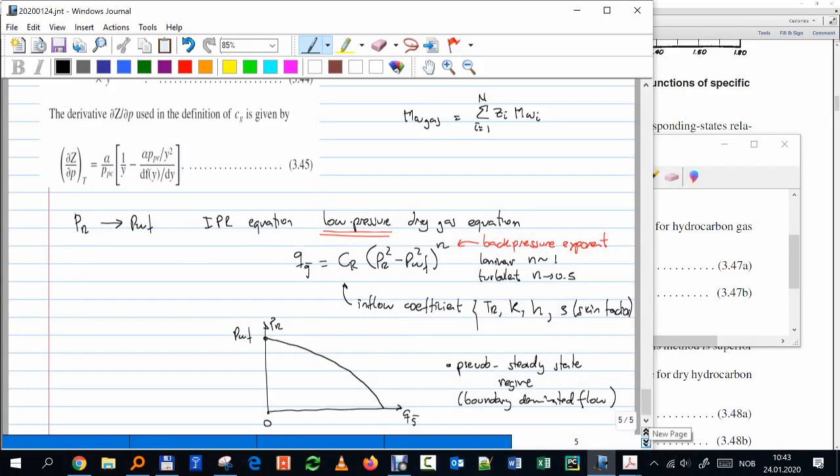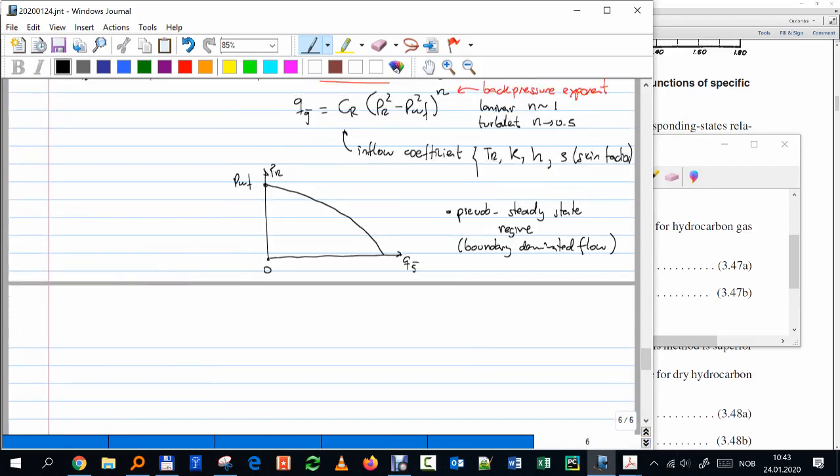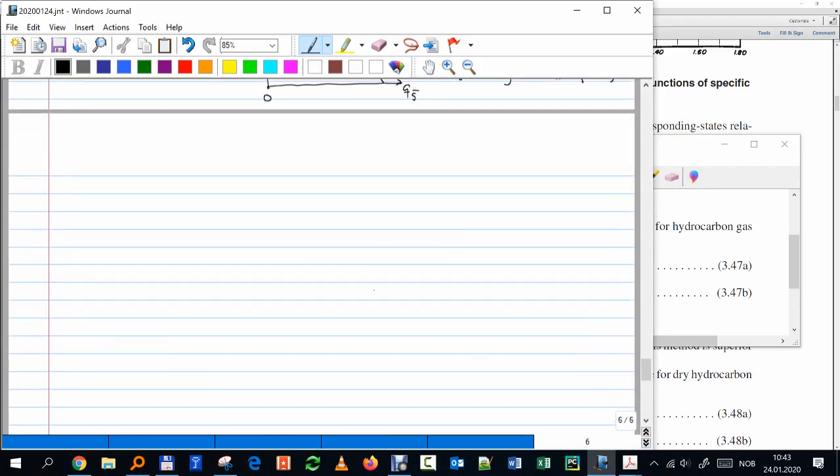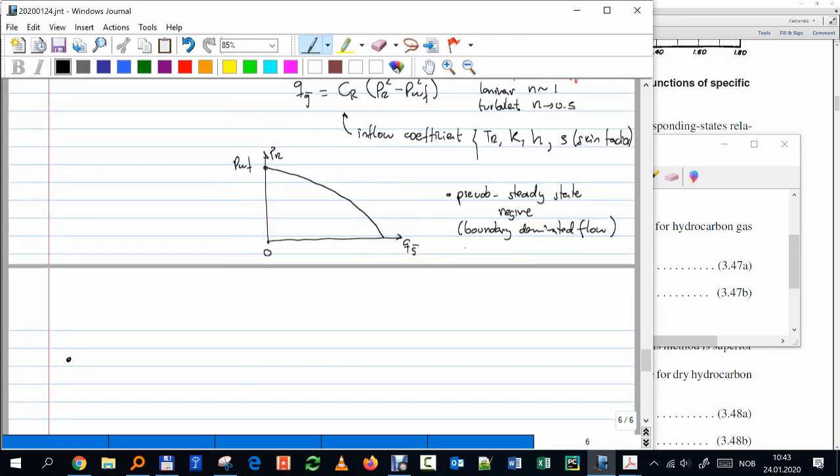Okay, we have our IPR equation. Later, hopefully, you're going to work with a more accurate equation for high pressure. Next, so let's make the comment here. This is page 37 of compendium.